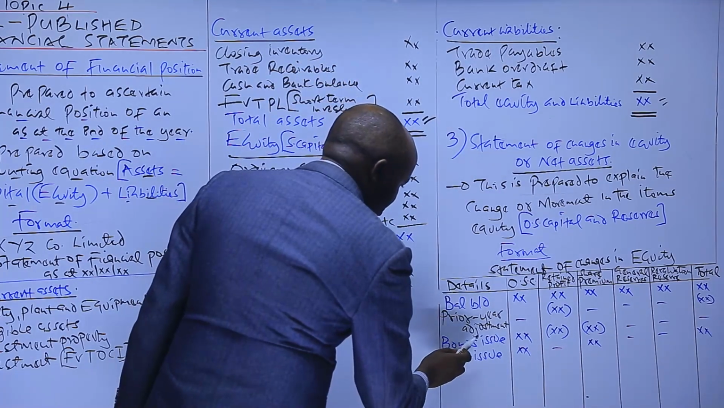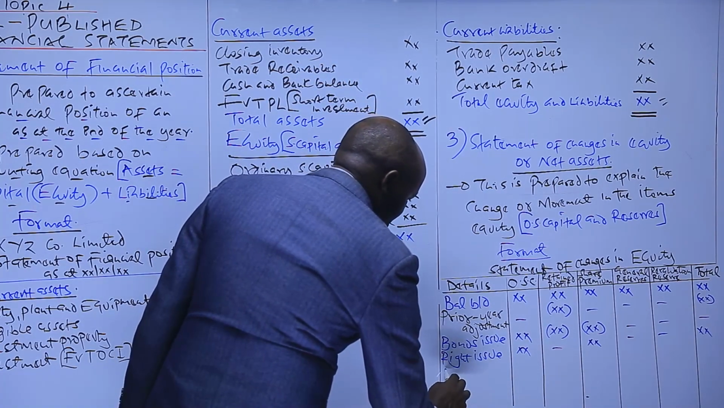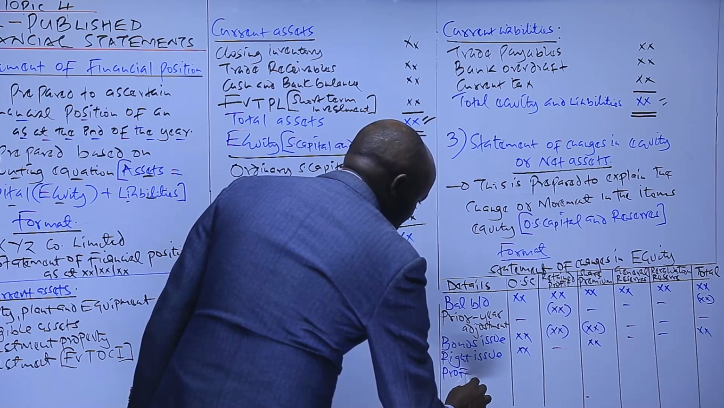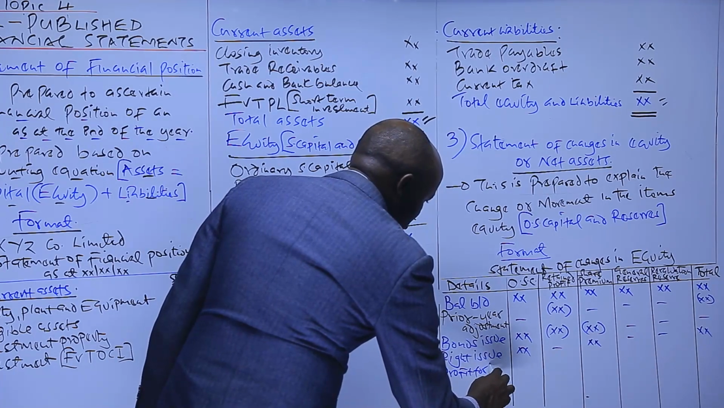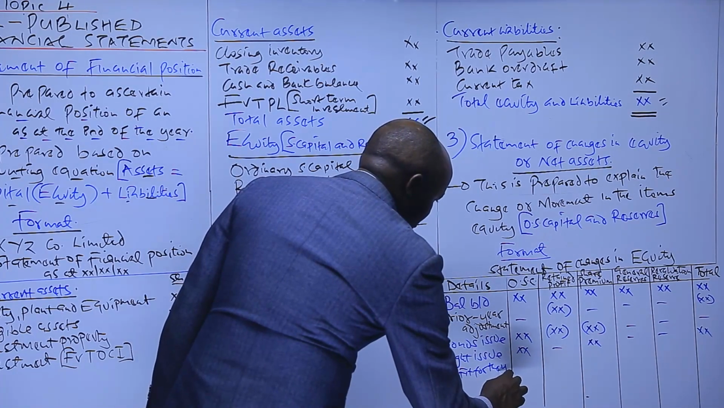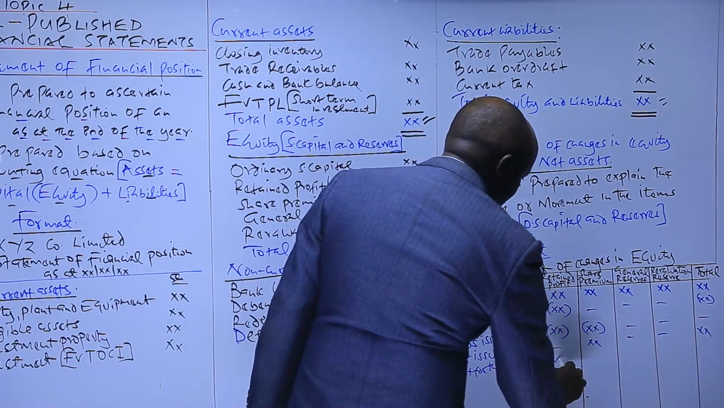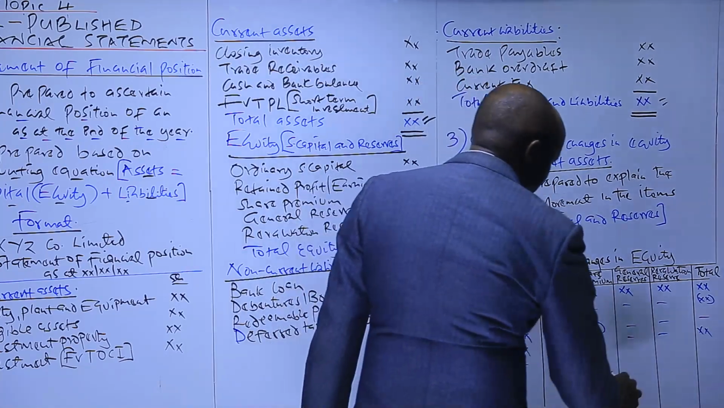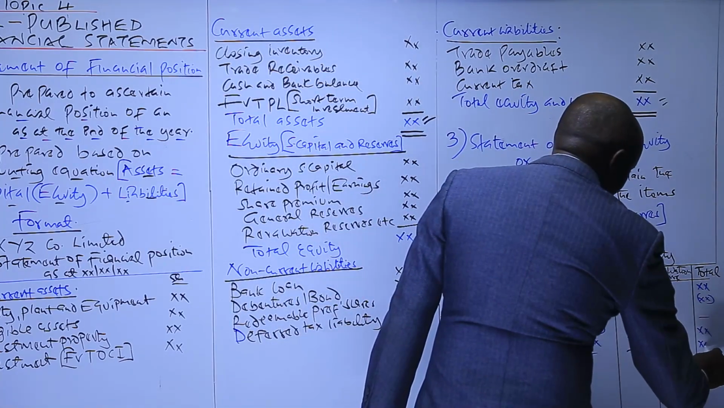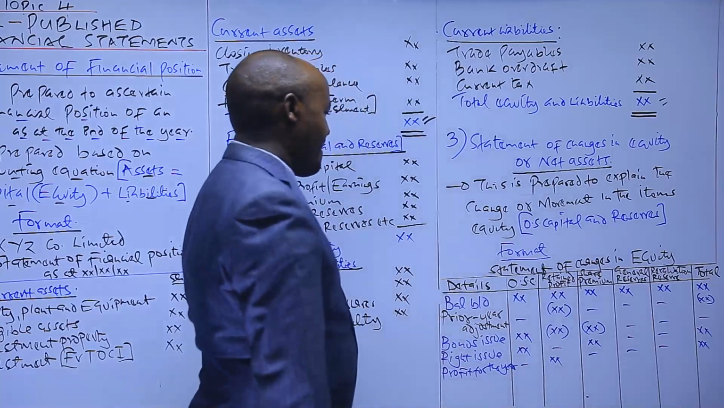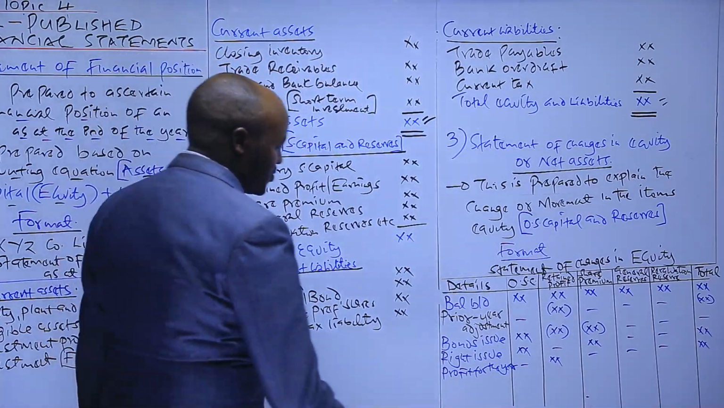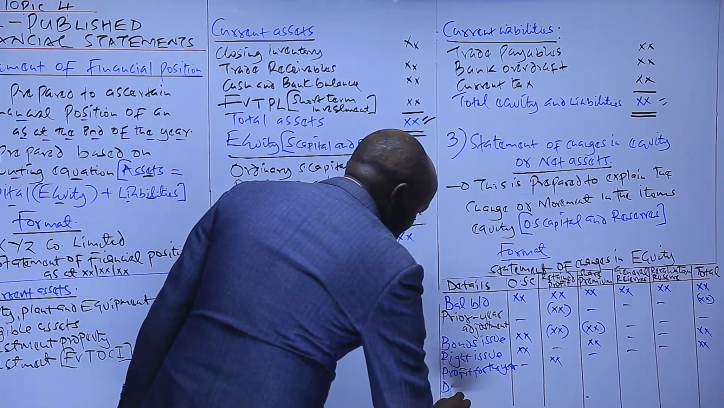And then the other item which we also capture here is the profit for the year. The profit for the year should be taken to the retained profit column, and then we take it to the last column there. The other items which we also capture here are the dividends.